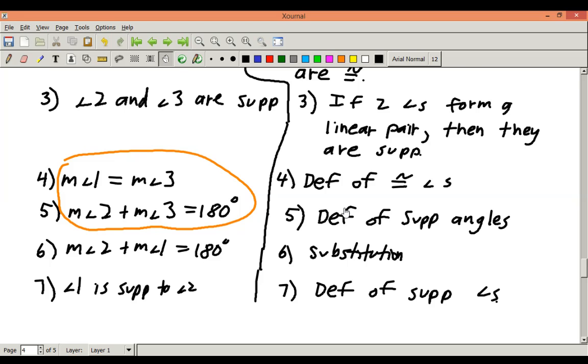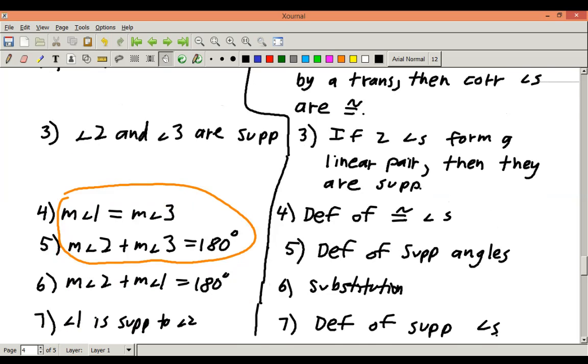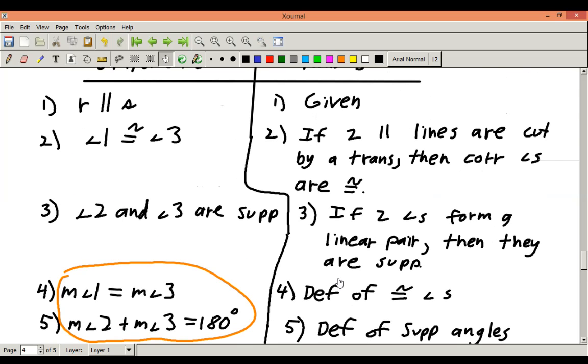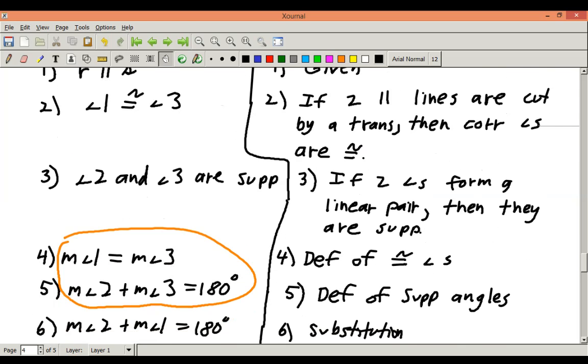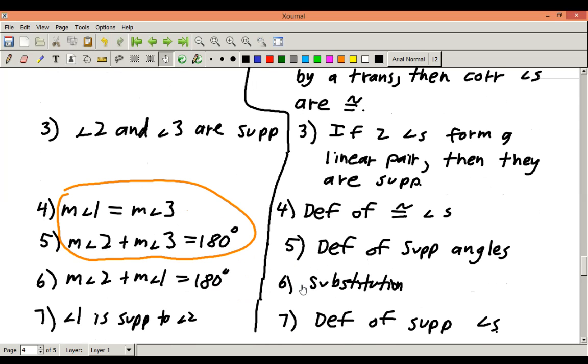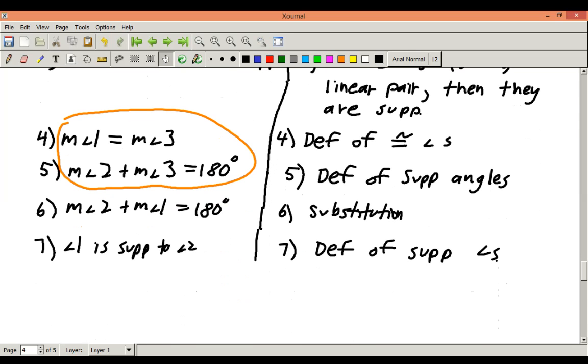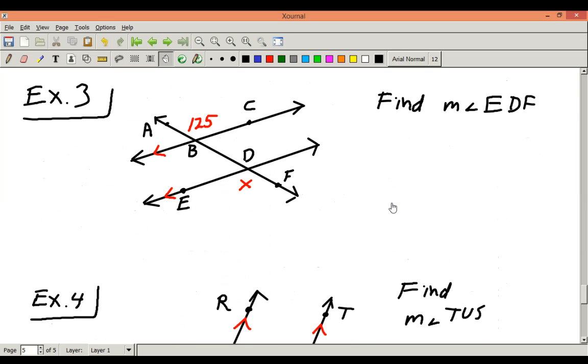Notice in this proof we used previous definitions, we used the substitution property, and we used a postulate and a different theorem. So we've used a whole bunch of stuff as our reasons in this proof, which is what we're going to do all year long whenever we do a proof. Okay, well, that's three theorems and a postulate, so let's maybe work some problems here. I got a couple more for us before we wind this down.